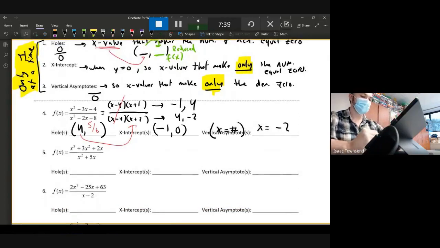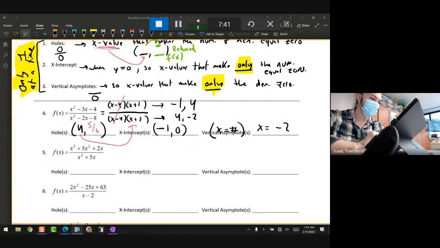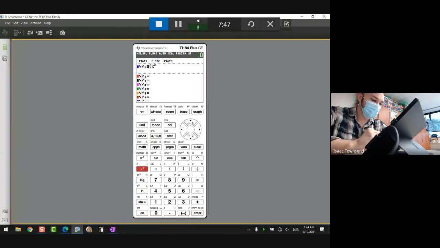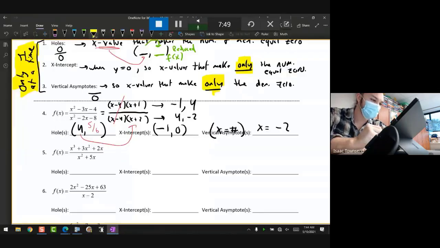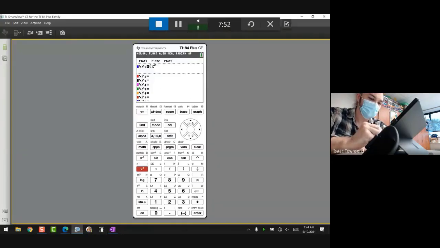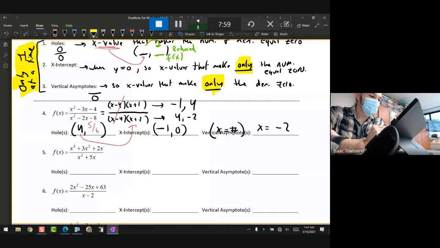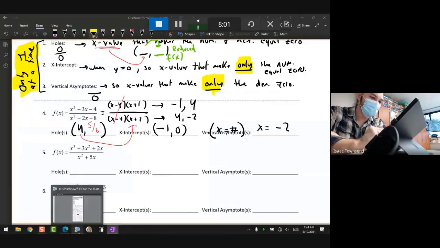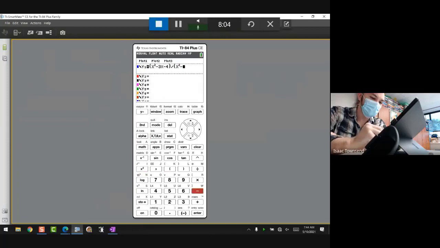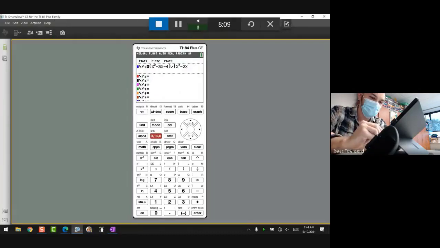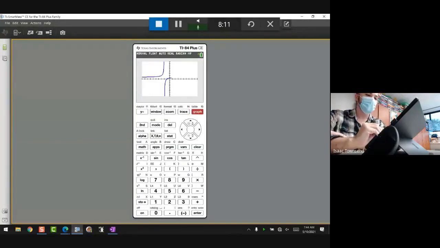Okay, so I'm going to go ahead and graph this one. I don't know that you need to graph many of these, but it makes sense for us to look at what we're talking about, and we can verify our answers here. Good idea to put parentheses around our numerator and around our denominator. Graph. So this is the graph we're talking about.